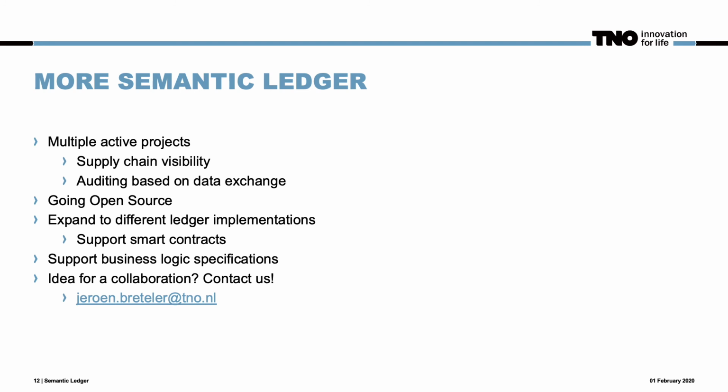We have multiple active projects in various contexts. We're interested in supply chain visibility and in auditing by authorities based on the data exchange that occurs between collaborating parties. We have plans to go open source this year, and we also are interested in expanding to various ledger implementations and especially in supporting smart contracts. Another avenue of research will be to support various business logic specifications and be able to generate applications very quickly based on your business logic.